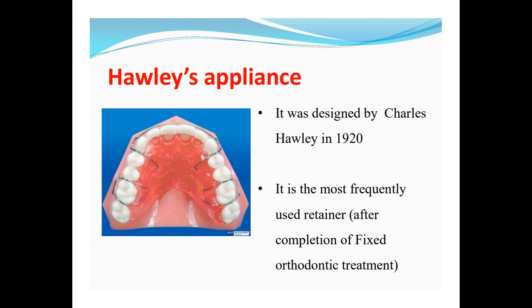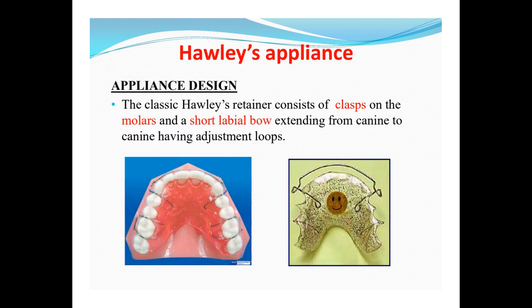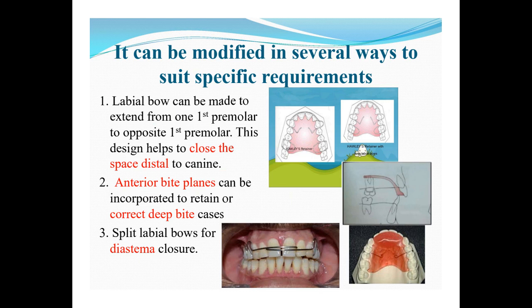So as you can see, it is basically containing a labial bow and on either side the Adams clasp. So it has a very simple design. So as I said, you have a short labial bow running from canine to canine, and then you have Adams clasp on either side. So this is the basic appliance design. This labial bow, instead of being short, sometimes you can make it long, running from one premolar to the other premolar. You might want to push the canines also behind. So at that time you incorporate something called as long labial bow.